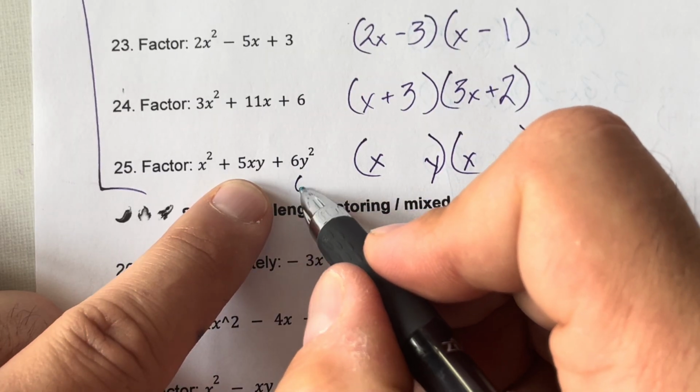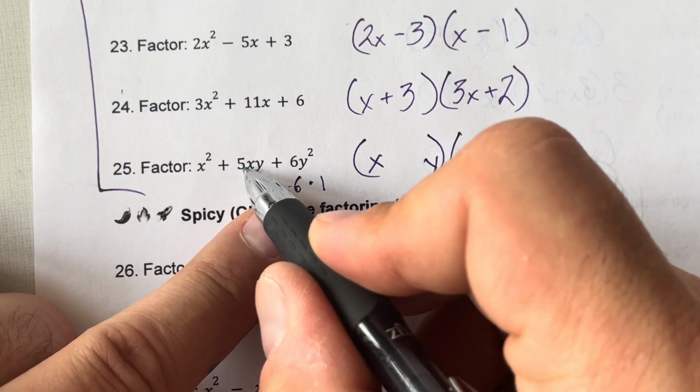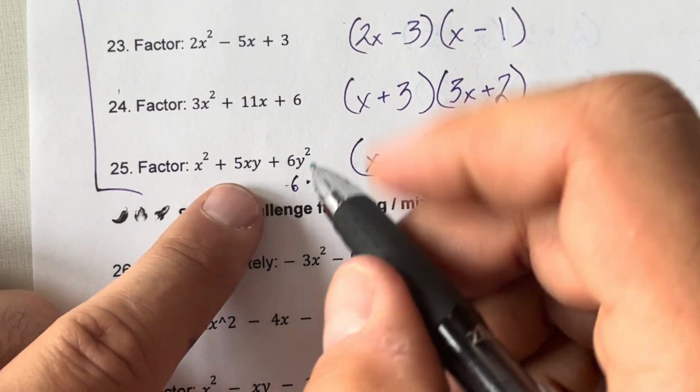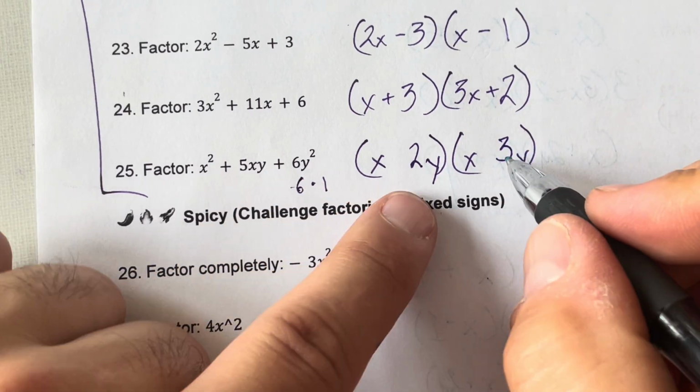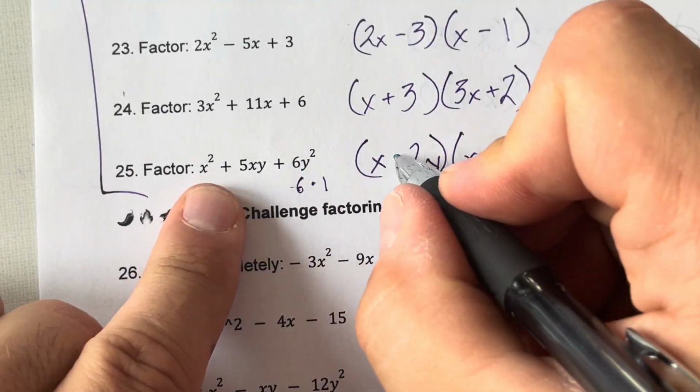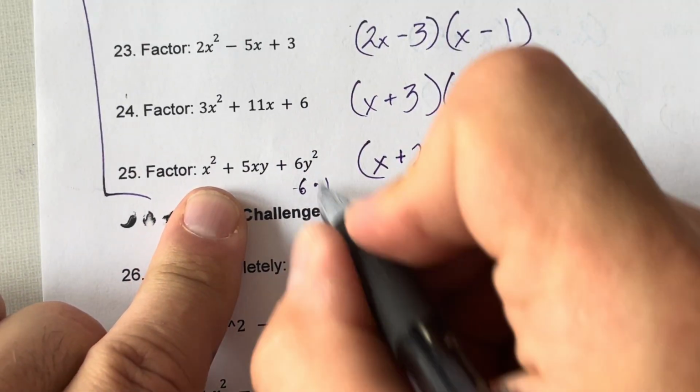Well, a 6 times a 1, but that doesn't add up to 5. But a 2 times a 3, a 2 and a 3, those would multiply to make 6, and they would add together to make 5. That's our solution for this one.